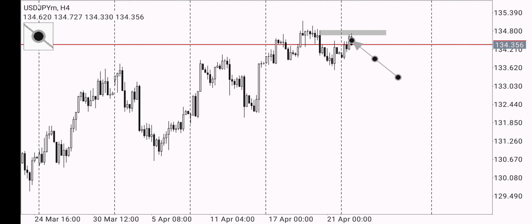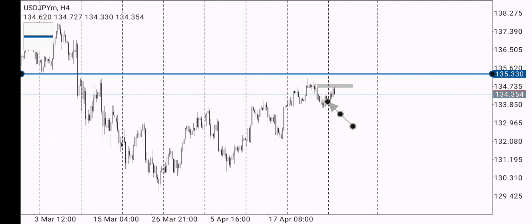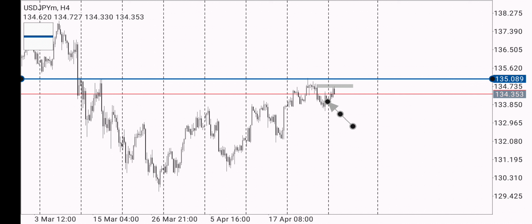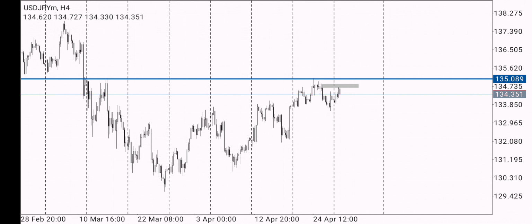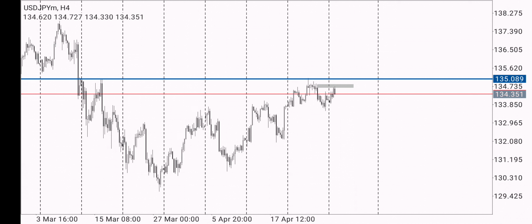You can see the break of structure and the market reached my zone, and also it has reached resistance around here too. So that's all for the week: GBPUSD, XAUUSD, and USDJPY.